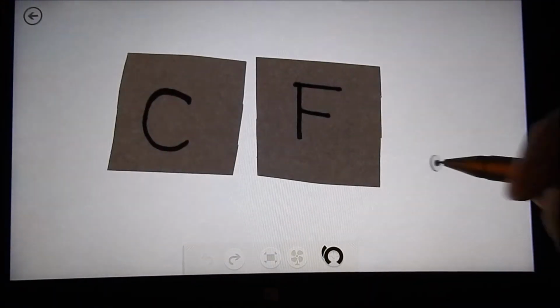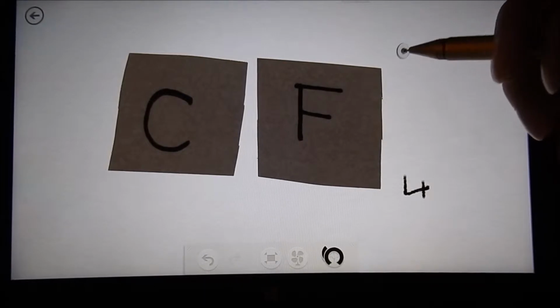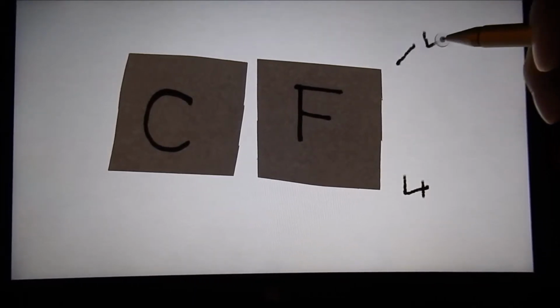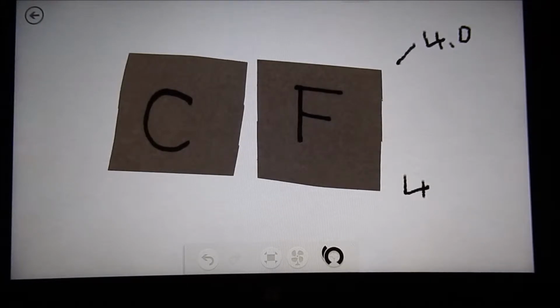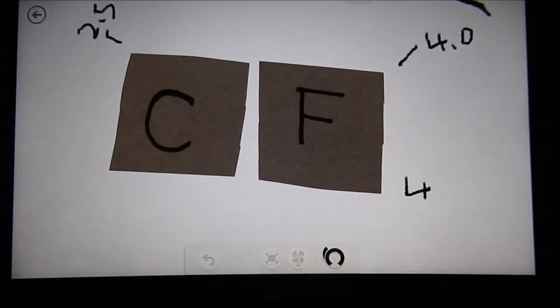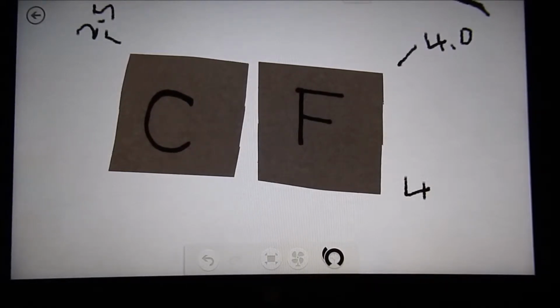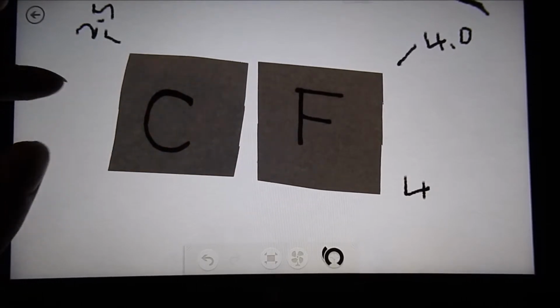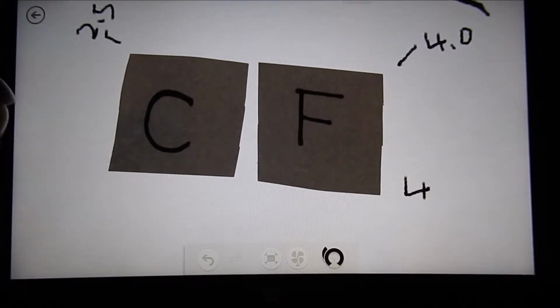When writing the formula, the element with lesser electronegativity is at the first part of the formula, and the element with higher electronegativity is at the second part of the formula, like carbon tetrafluoride, where fluorine has 4.0 electronegativity and carbon has 2.5 electronegativity. So carbon is placed first compared to fluorine.